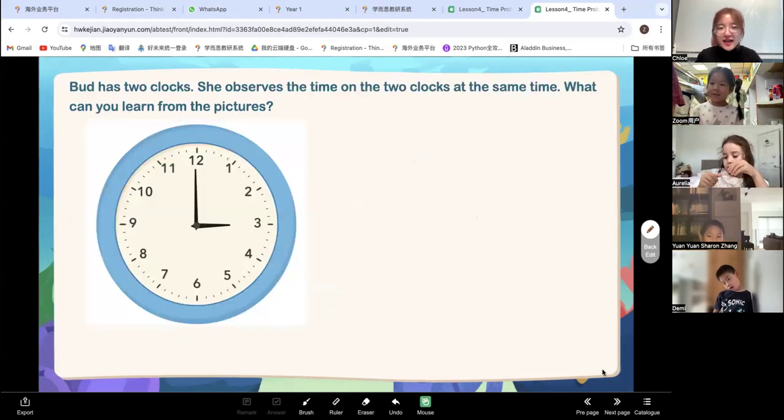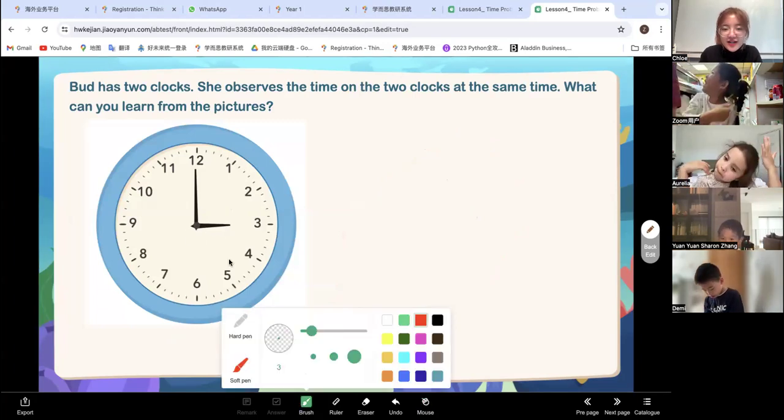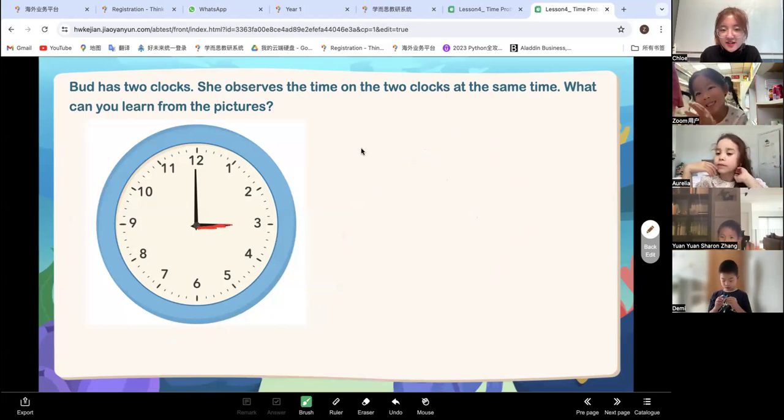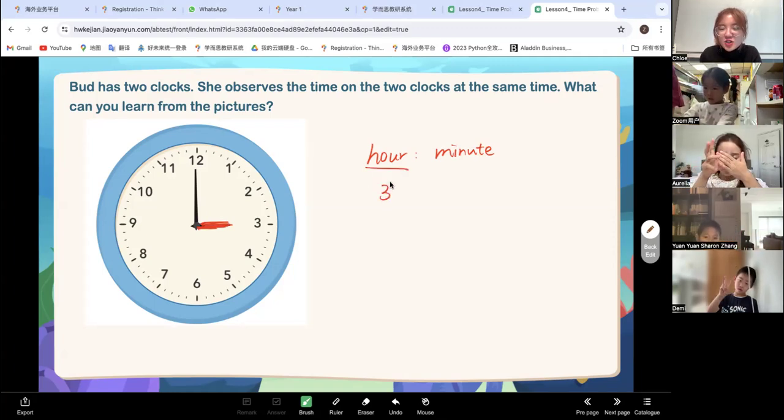Okay, everyone. So now let's take a look at this clock. Basically, we have seen it before, but when we read the clock, we can start from the shorter one, the hour hand, right? So if I want to write down the time, I can write hour and minute one by one. So what's the hour, everyone? Can you show me the fingers? What's the hour? 3. Show me, everyone. Yes, 3. And what's the minute?